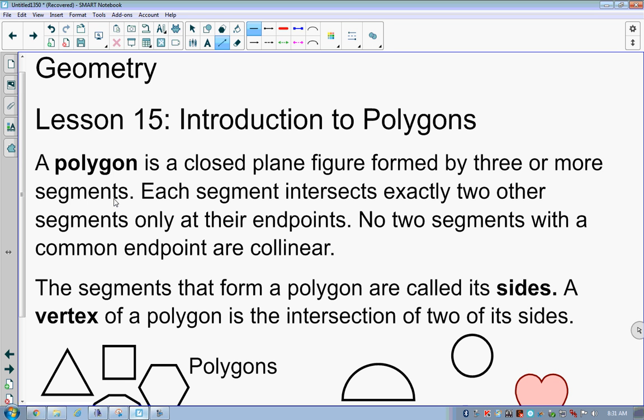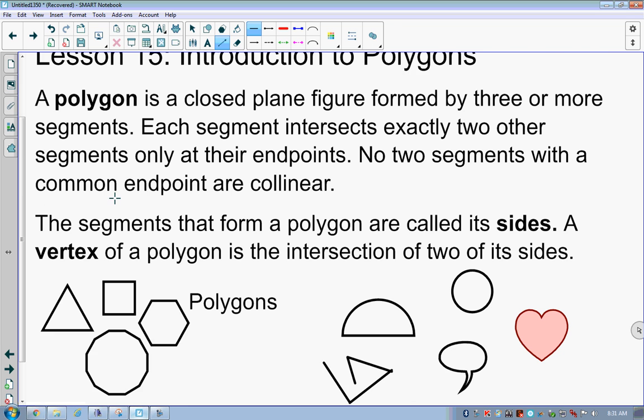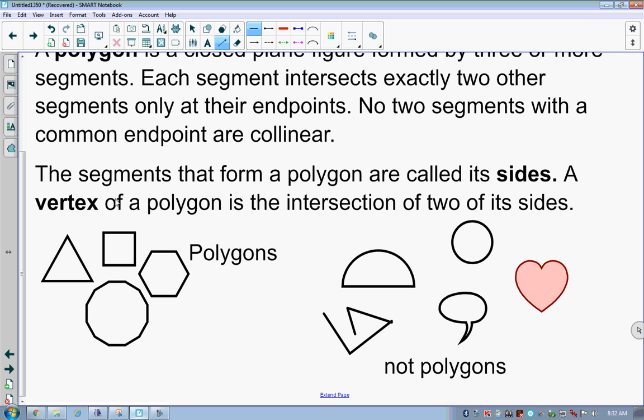The segments that form a polygon are called sides. A vertex of a polygon is the intersection of those 2 sides. You understand all that. But here's some examples of polygons, and here's some examples over here to the right of non-polygons. You'll notice that we have curves, which means we're not using segments. We also have an open figure. Right here is probably one of the better examples, because it's just not closed.